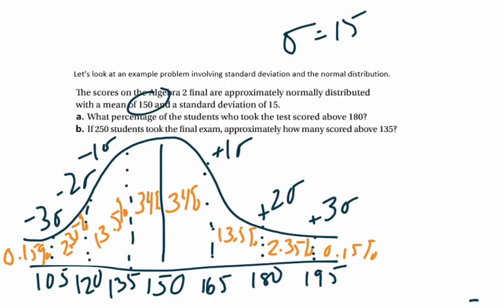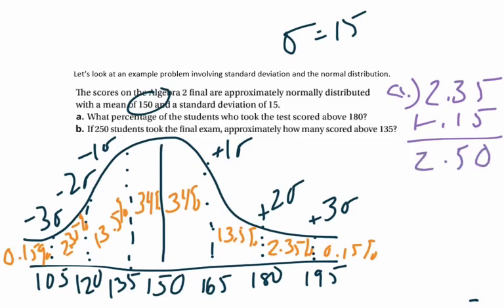So the first question that we're asked is, what percentage of the students who took the test scored above 180? Well, once you put this together, here's the 180. You want to know what percentage scored above 180. You would just simply add those two together. So 2.35 plus 0.15, and that gives us 2.5%. It's literally that easy. You can read it right off of your diagram.